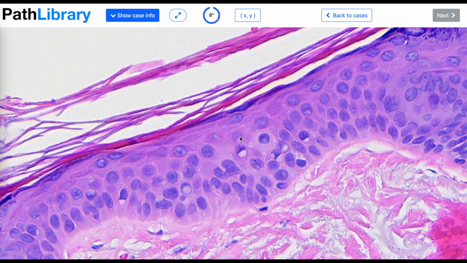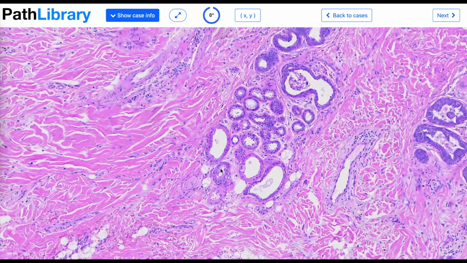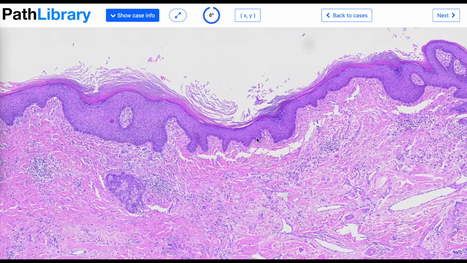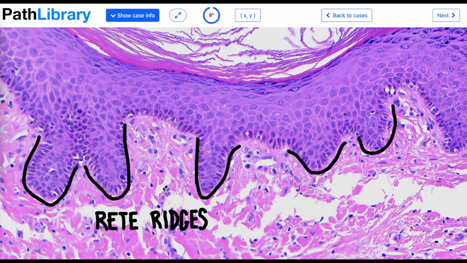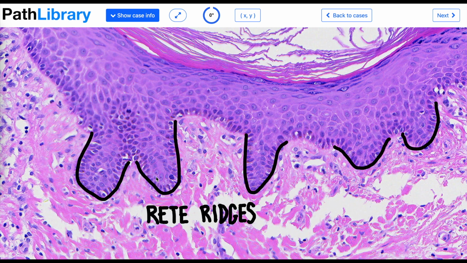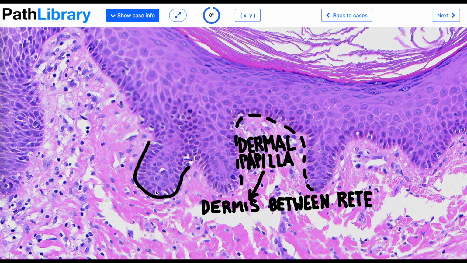Now, some other aspects of the epidermis that are not necessarily super visible in that section include the presence of these finger-like protrusions into the dermis. These are known as rete ridges. There's another rete ridge right here. There's another rete ridge right here.